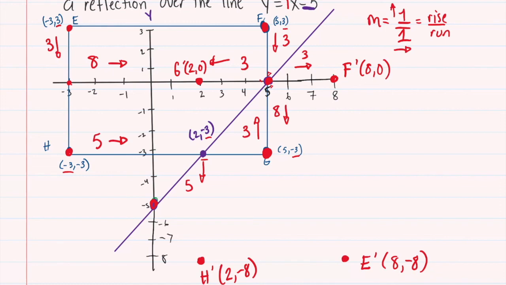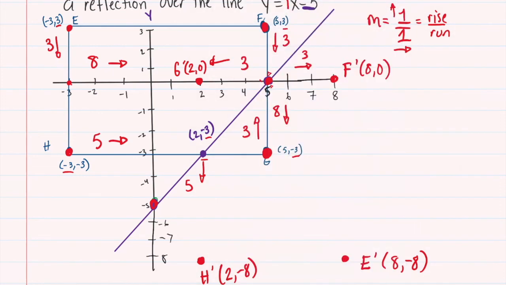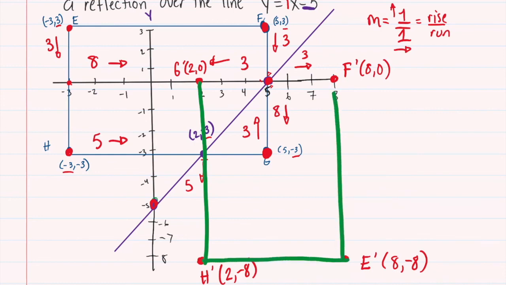Well, if I were to combine these points, guys, let me use a different color. Let's use green. How about that? And let's combine these lines. If I were to combine these lines, oh, that's ugly. If I were to combine these lines, guys, you're going to notice how this is our reflected rectangle, and it's across this line, and basically each point matches with their corresponding point.